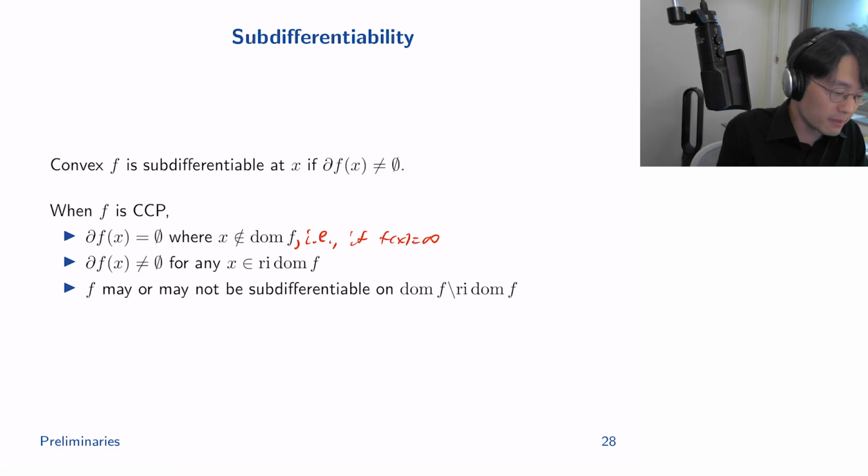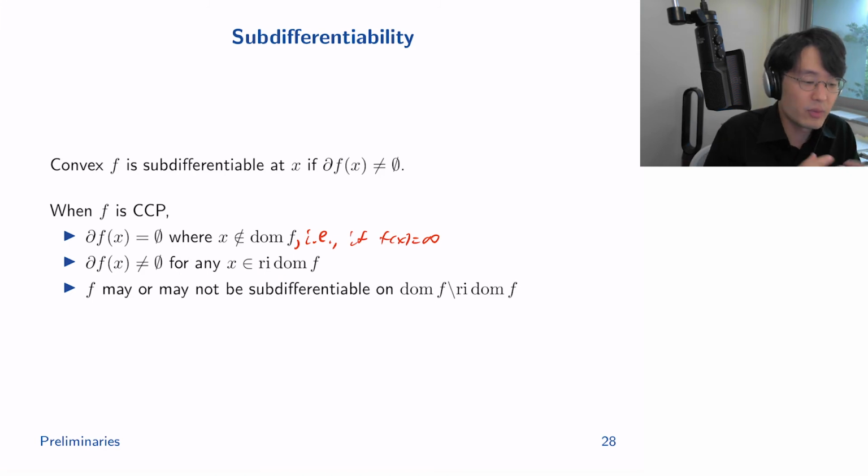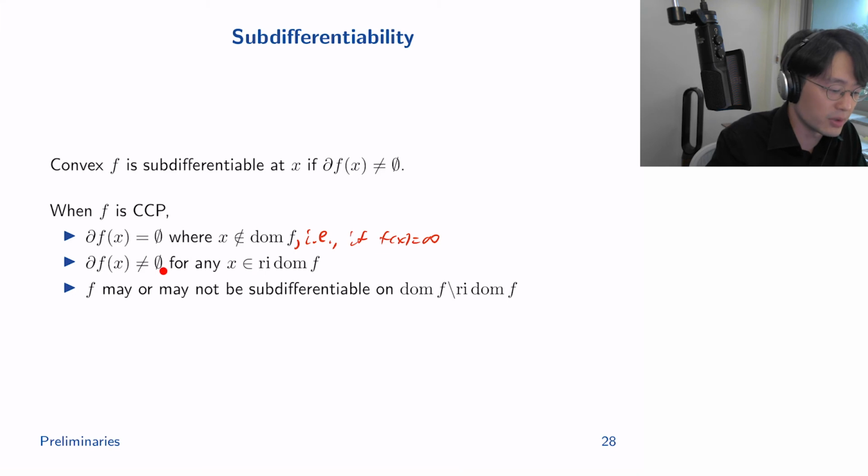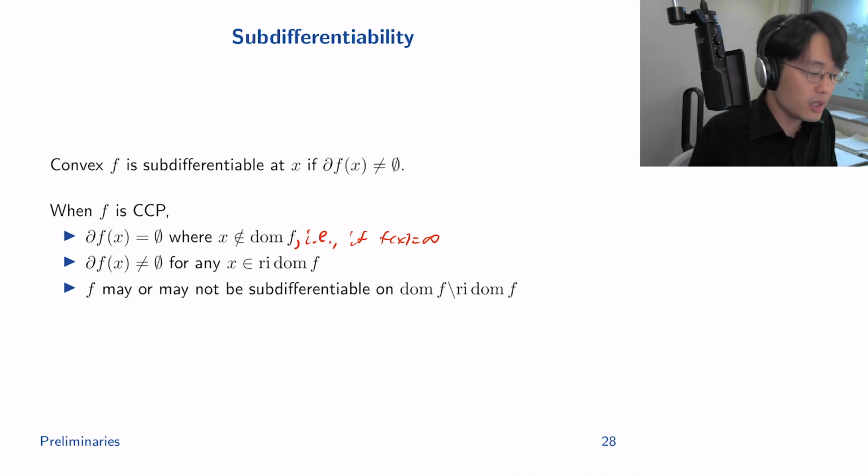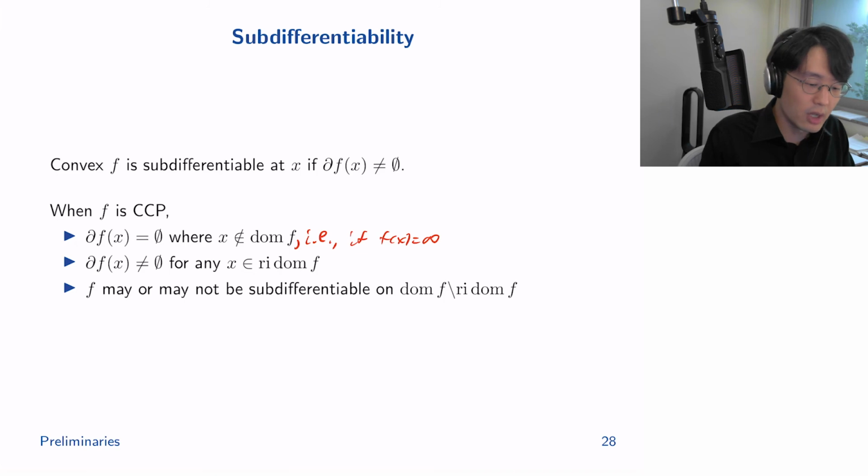Okay, and then if we have a point that lies within the relative interior of the domain, so the point resides safely within the domain of our function, then the subdifferential is non-empty. So the function is subdifferentiable. The function has a subgradient at point x. So the question of subdifferentiability is non-trivial only in the case where the point x is on the relative boundary of the domain of f. To put it differently, the function f may or may not be subdifferentiable on the relative boundary of the domain of f.